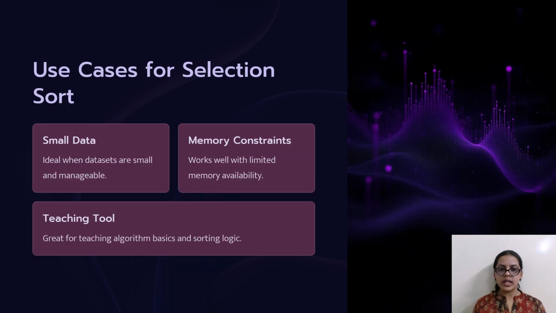Use cases for selection sort. First, small data. Ideal when data sets are small and manageable. Second, memory constraints. Works well with limited memory availability. And third, teaching tool. Great for teaching algorithm basics and sorting logic.